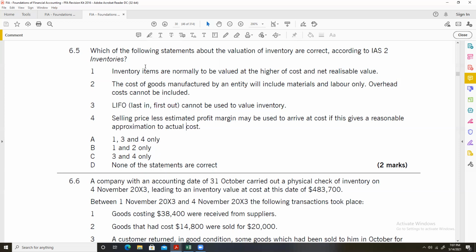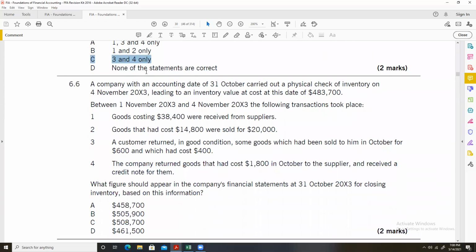So now, statement 1 is incorrect. That's why this cannot be the right choice. A is not the right answer. Again, 1 and 2 both are incorrect, we know, so B cannot be the right choice. None of the statements are correct? We know that statement 3 is correct, so this cannot be the right choice. So C is the correct answer to this one.